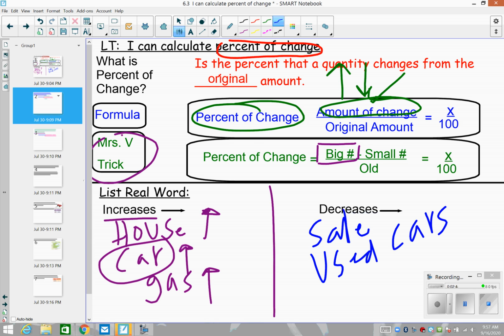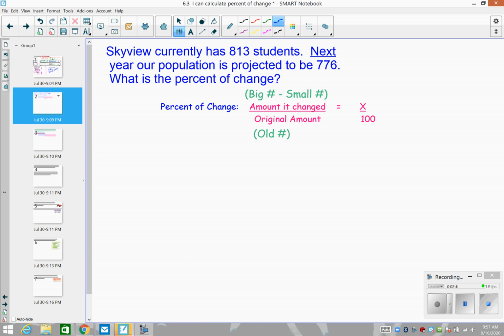So here's our first example. Skyview currently has 813 students. Now, that is the number that I used last year or maybe 2 years ago, so that could be a little bit outdated because of our situation. I'm not quite sure how many students Skyview has exactly. Next year, our population is projected to be 776. So now I just have to figure out the change in the numbers. So the change in the students is from 813 to 776.